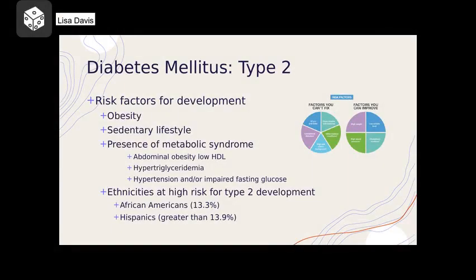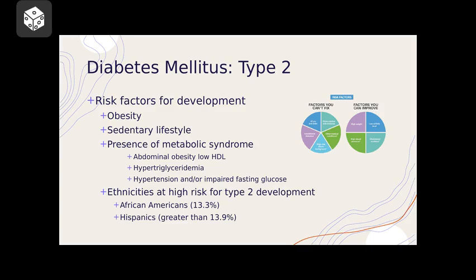All right, so like we said, type 1 diabetes is an autoimmune disorder, but type 2 is not. So we have a lot of risk factors that we can talk about when we're talking about type 2 diabetes. Risk factors for type 2 diabetes include obesity, a sedentary lifestyle, and the presence of metabolic syndrome. So what's metabolic syndrome?